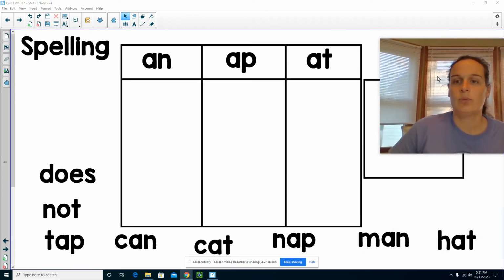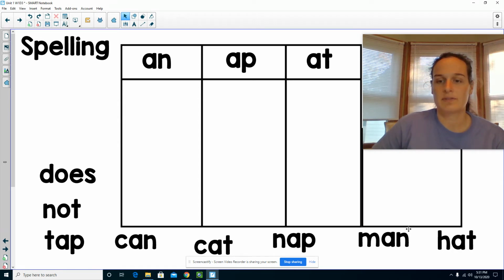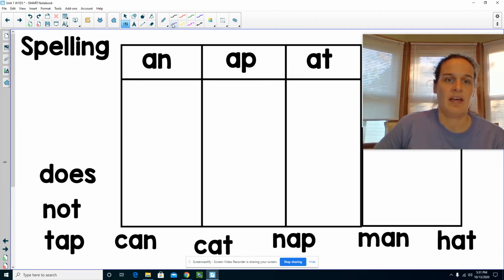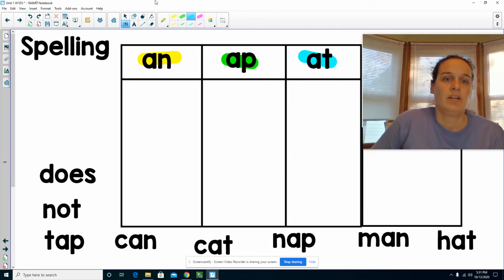Let's take a look here. We are going to be sorting our spelling words. So take a look. We have the categories of AN, AP, and AT. Then we also have this box over here, which is a category for words that just don't fit in any of them. So let's go ahead and look at these words and decide if they fit in any of the categories. Let's start with this word here.